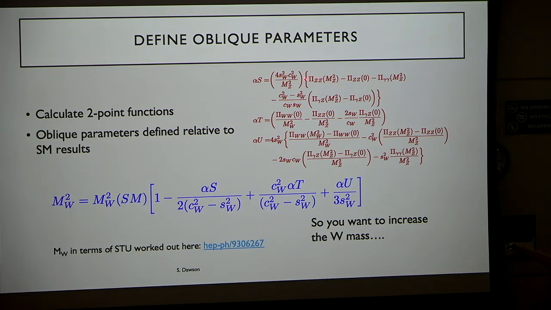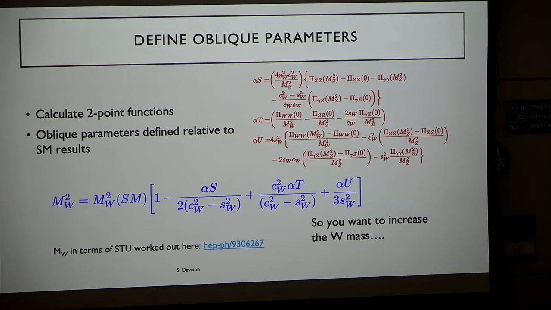So here's the S parameter. It's essentially the running of the ZZ 2-point function from MZ to 0. So that's the basic contribution to the 2-point function. Delta T, so these first two terms you see are really what I call the rho parameter. So alpha T is exactly the rho parameter. It's just new nomenclature. And U here is the running of the W from 0 to MW squared and the running of the Z from 0 to MZ squared.